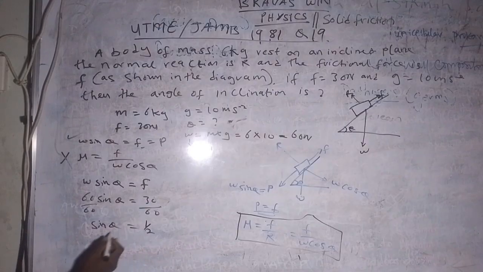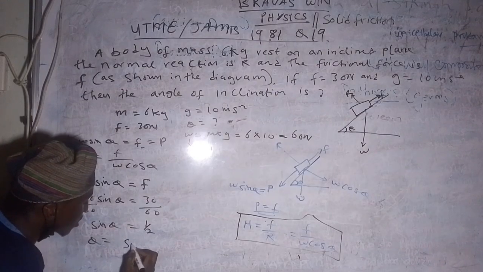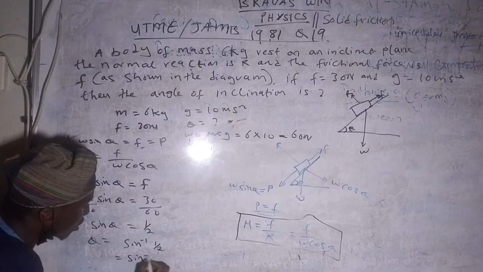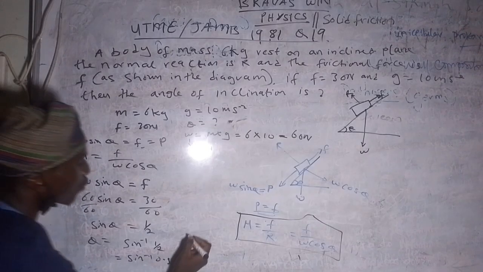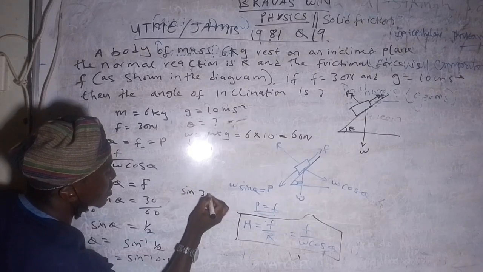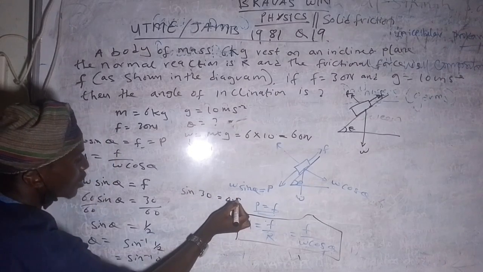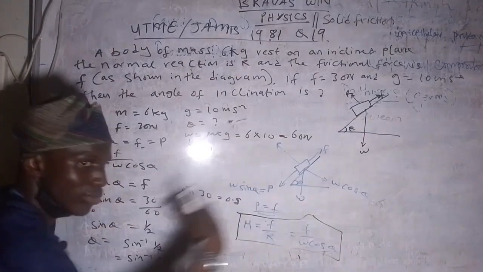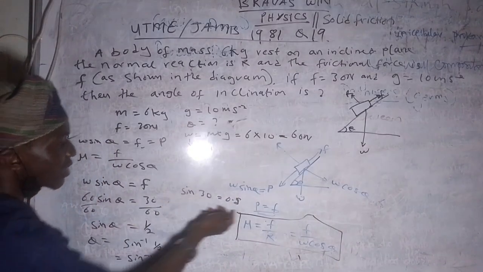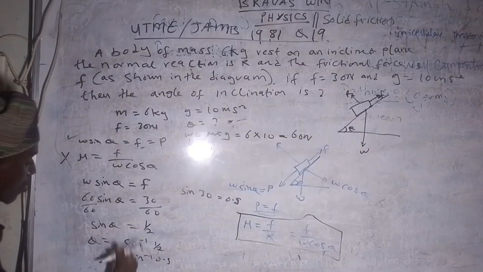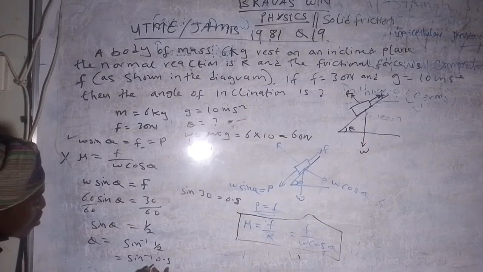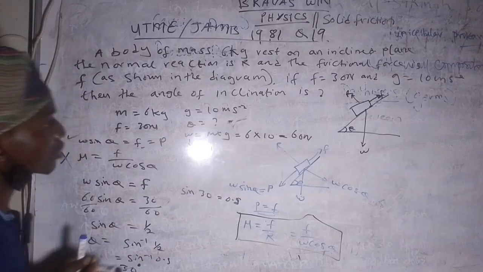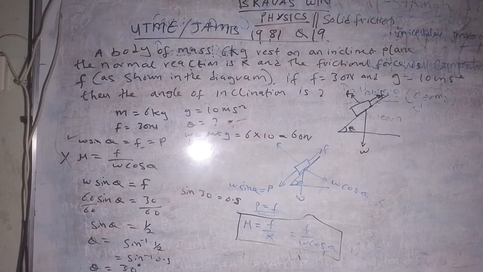So our theta will now be equal to sin inverse of half, which is sin inverse of 0.5. And remember that sin 30 gives us 0.5. Therefore, sin inverse of 0.5 will give us 30. You understand? It's just like forward and backward reaction. So sin 30 gives us 0.5, and sin inverse of 0.5 gives us 30. So our theta equals 30 degrees.